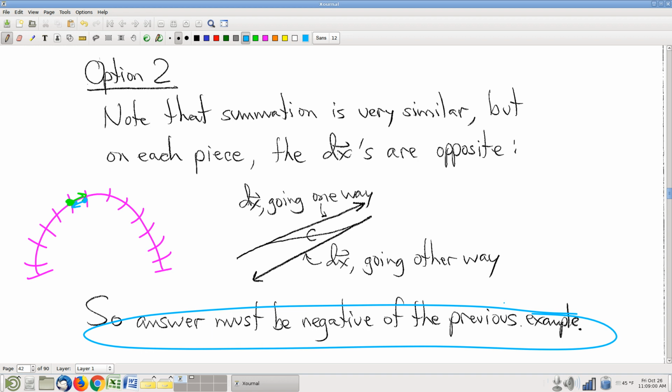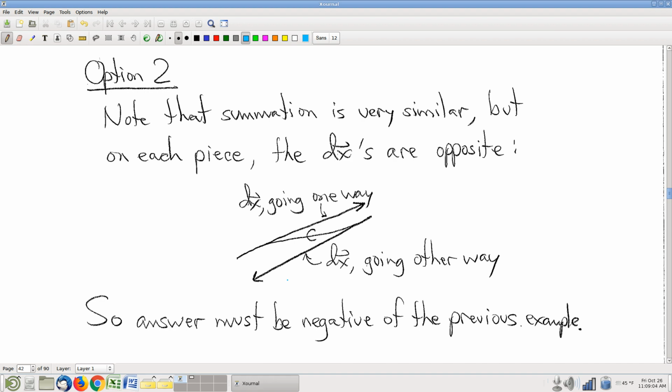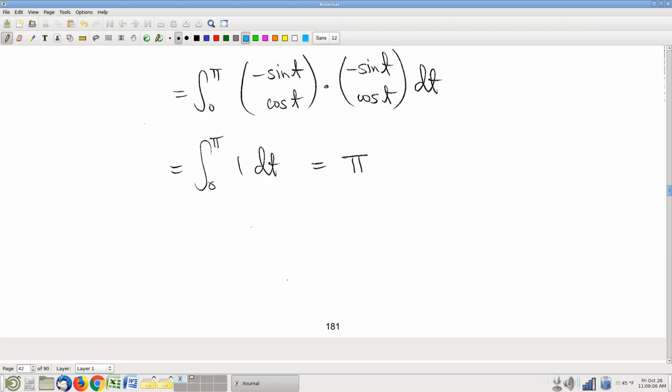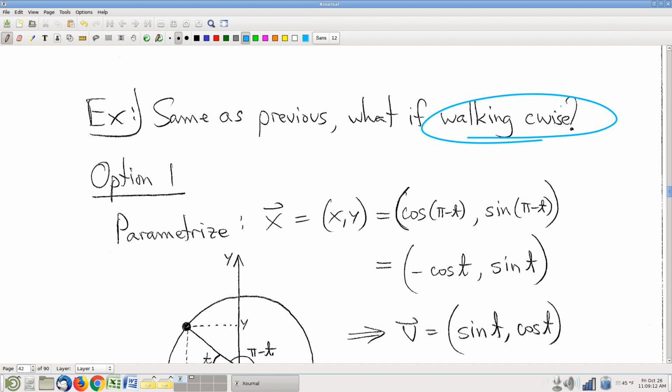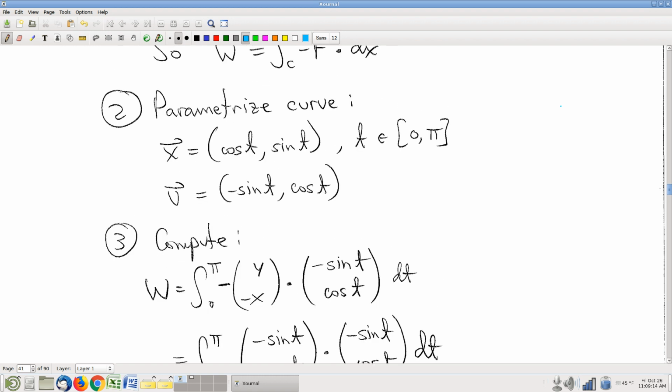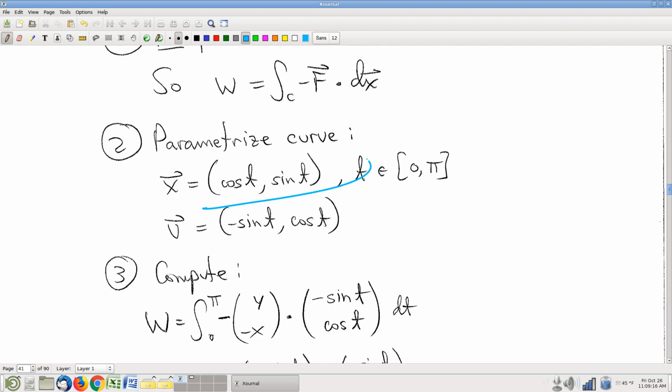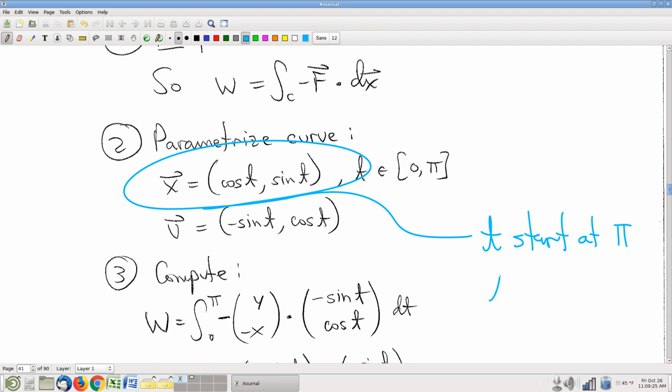All right, now let me show you number 4, and this one's not acceptable, at least in my class. A lot of students say, let's see here, I want to walk clockwise. Here's how I'm going to walk clockwise. I'm going to parametrize like this, and I have t start at pi, and then I'm going to have t end at 0, right?